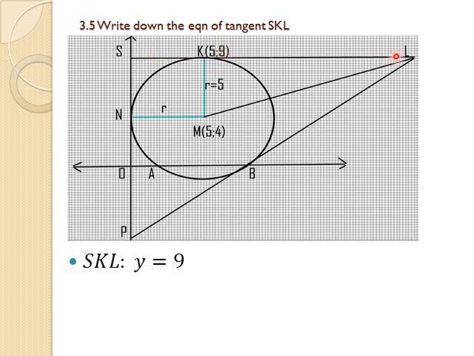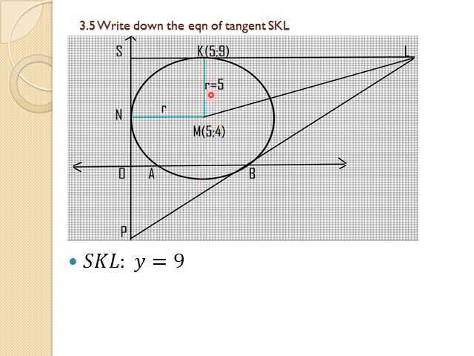Now they said SKL is parallel to the x-axis. So that means that at S my y value would be 9, and at L I'll also have a y value of 9. So my equation of SKL, because y is 9 on that line, is y equals 9. Hope it makes sense.